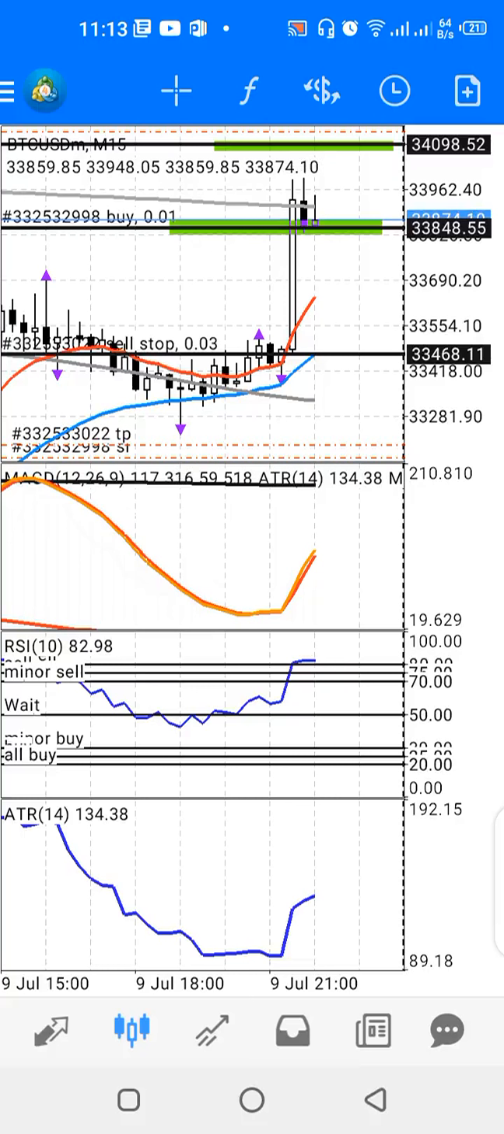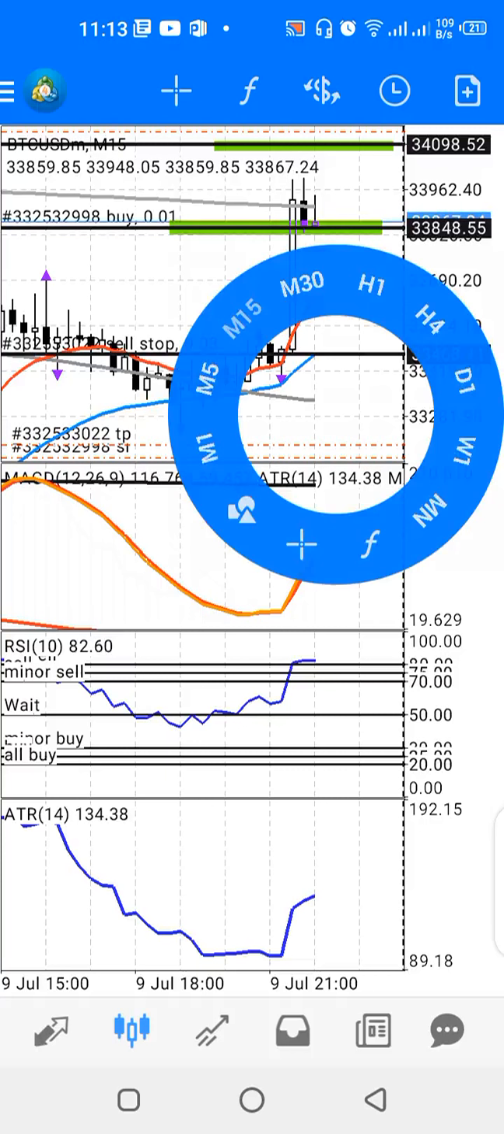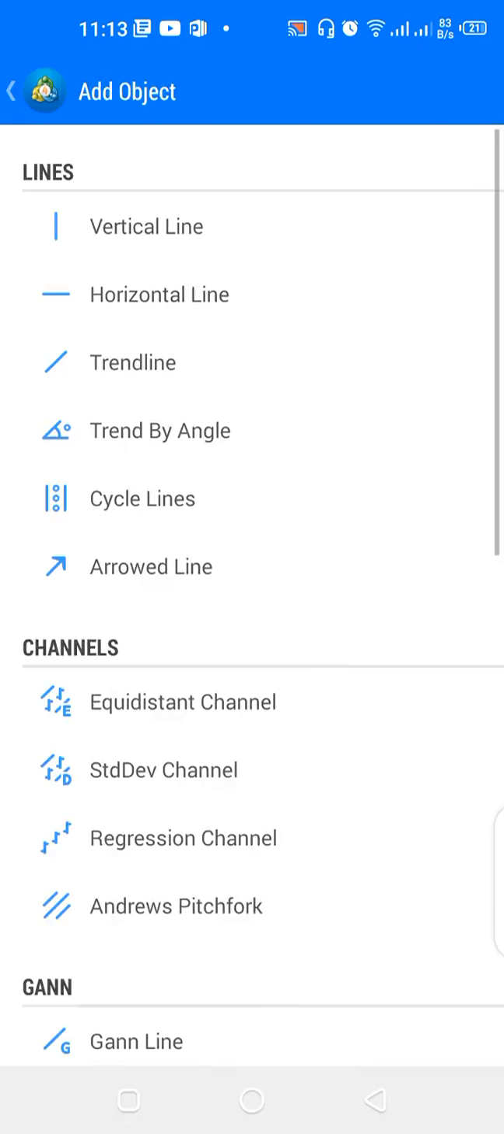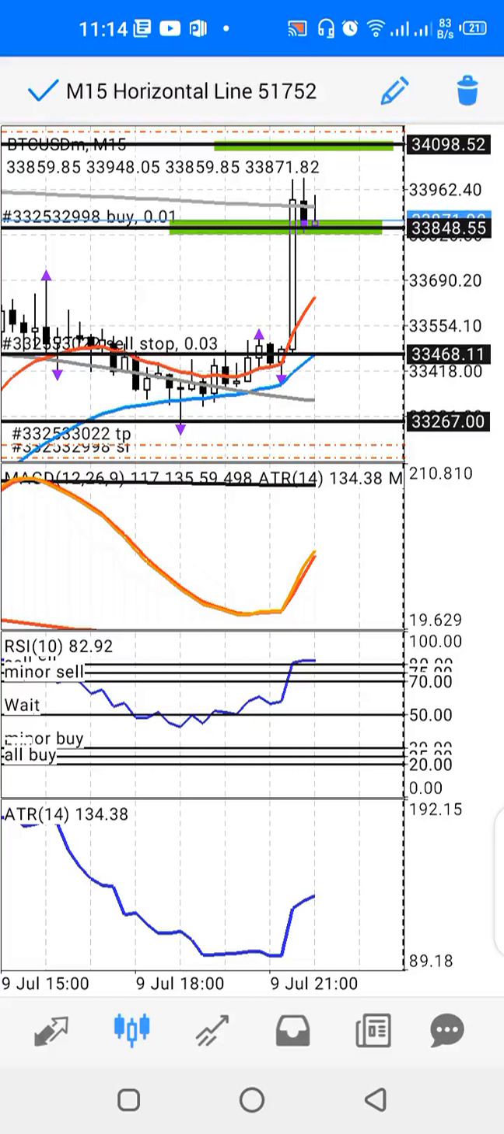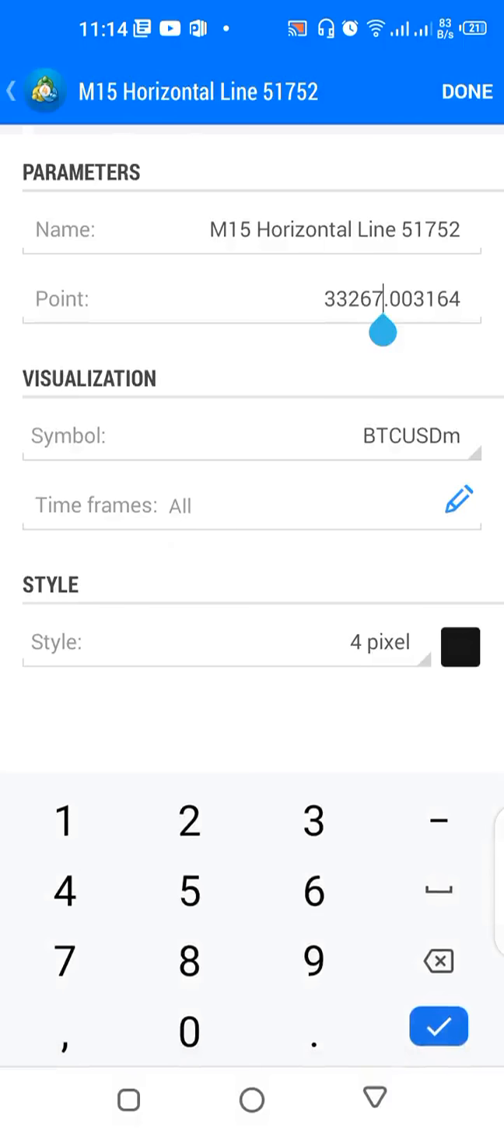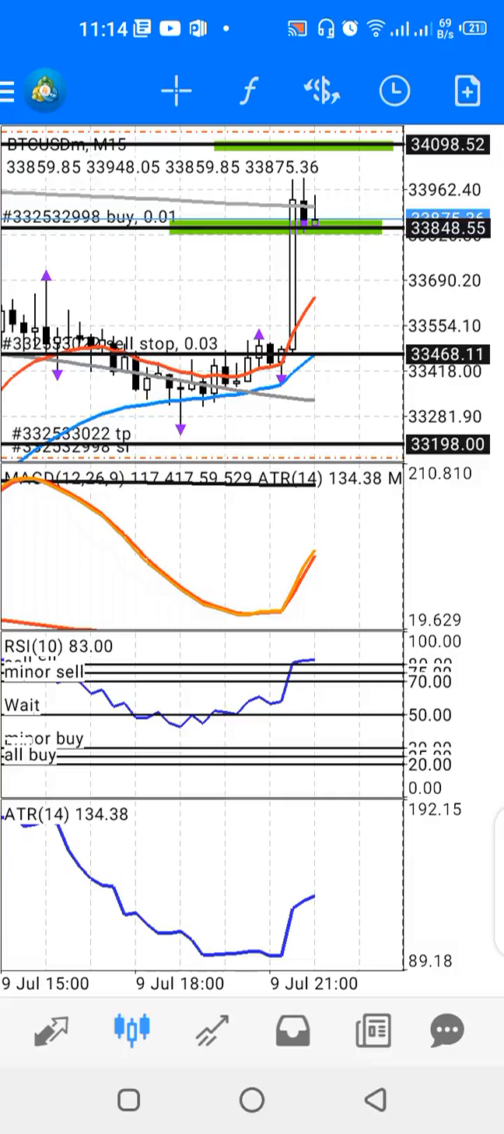Now the take profit for your edge trade, don't forget the edge trade is 3 times the initial lot size. The take profit for your edge trade will also be 250 points below. So removing 250 points from this edge trade, 33468, you have 33198. So you're going to set your take profit at 33198. That's the take profit for your edge trade.